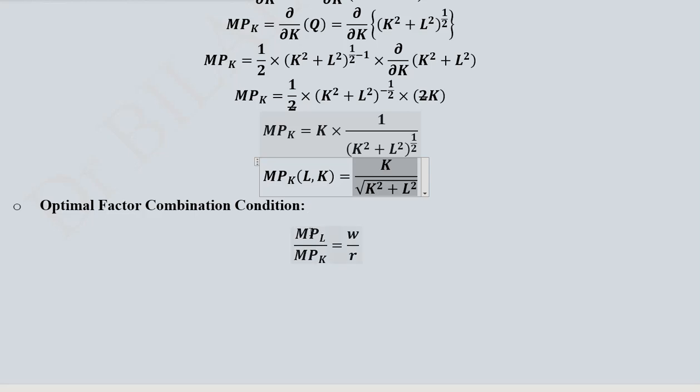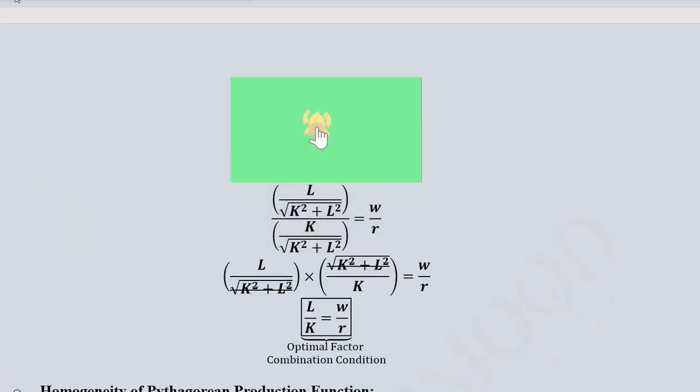Once we have both of the marginal products, it is very intuitive to find the equilibrium condition of this producer, or in other words, the optimal factor combination condition. We know from the standard economic theory that this condition is this, so we can substitute the values of MPL and MPK. In the next step, you can see the same thing.